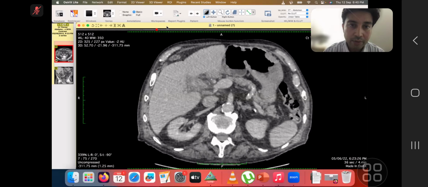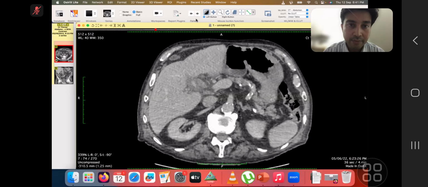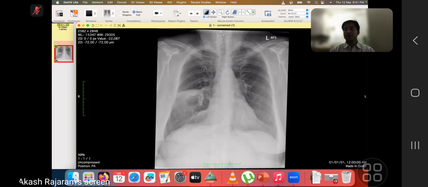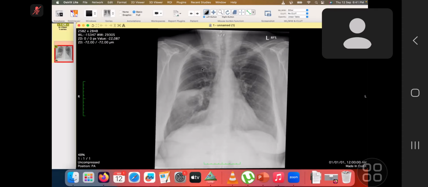Okay. We'll go to the next case. So this patient has right-sided chest pain and a dry cough.